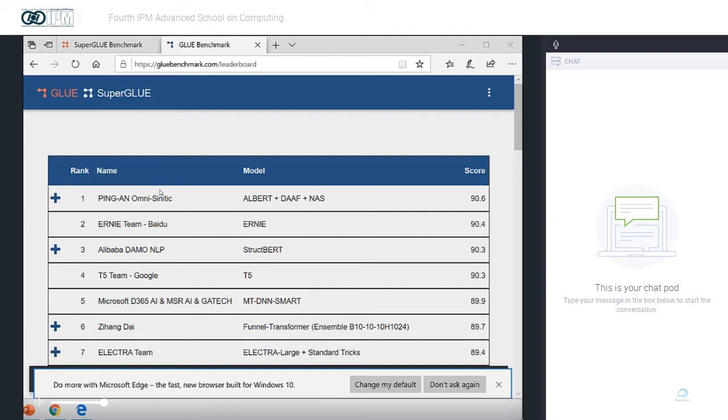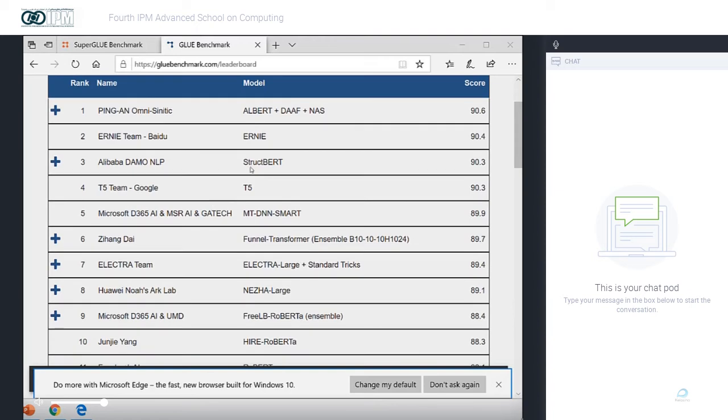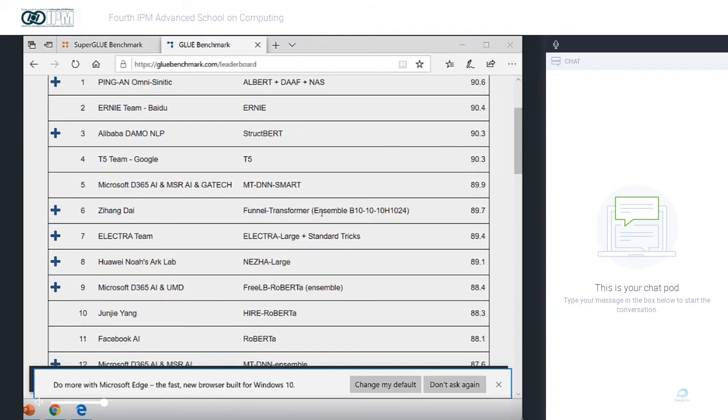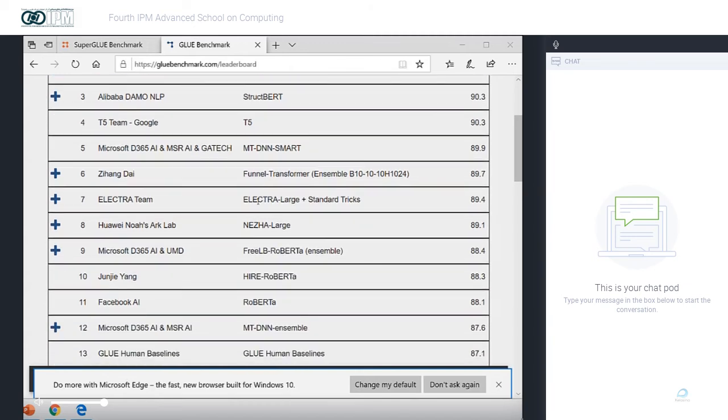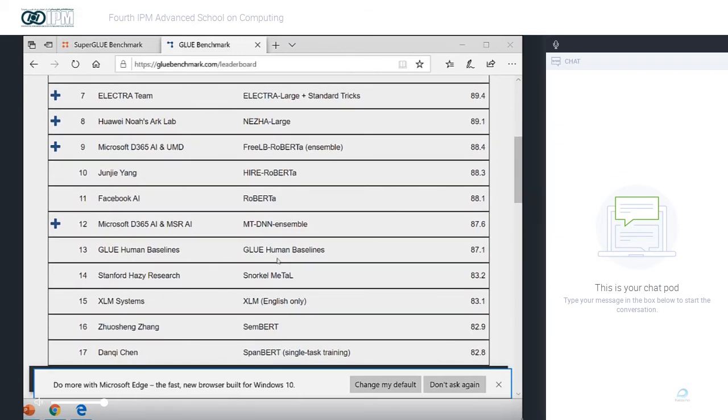For instance, here is the leaderboard for the GLUE benchmark, which is a standard benchmark for evaluating different tasks in natural language processing. If you look at the top models here, you see that many of them contain the word BERT, like they are either some sort of ensemble models that include BERT, or there are some modifications of BERT with different training data or training objectives, many of them.